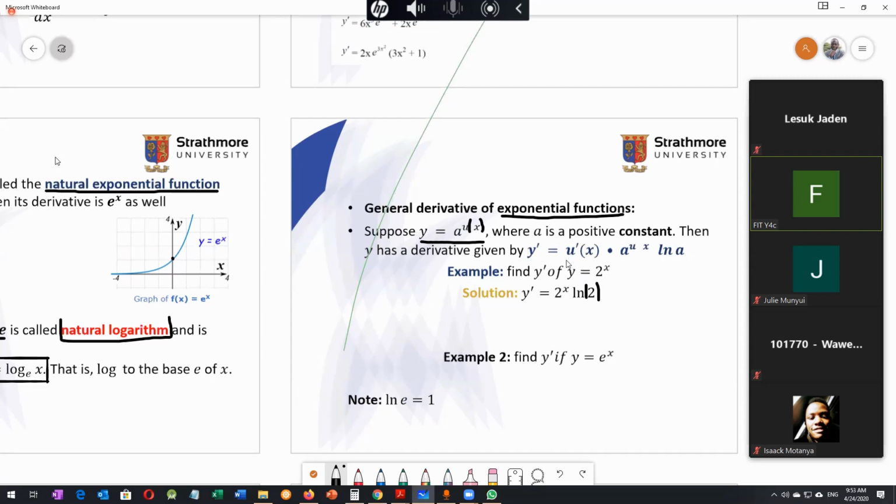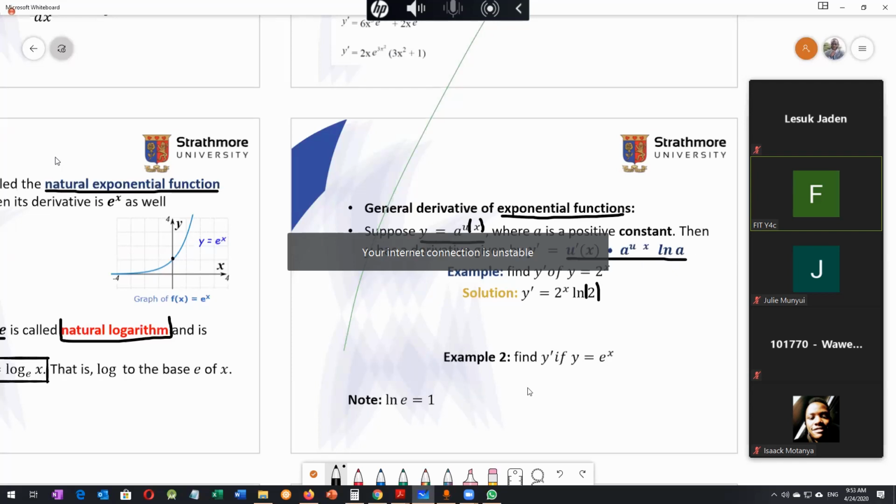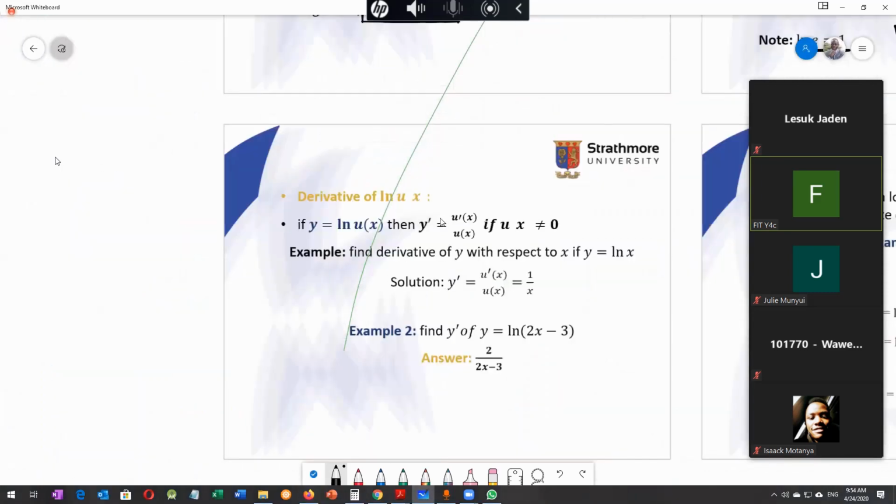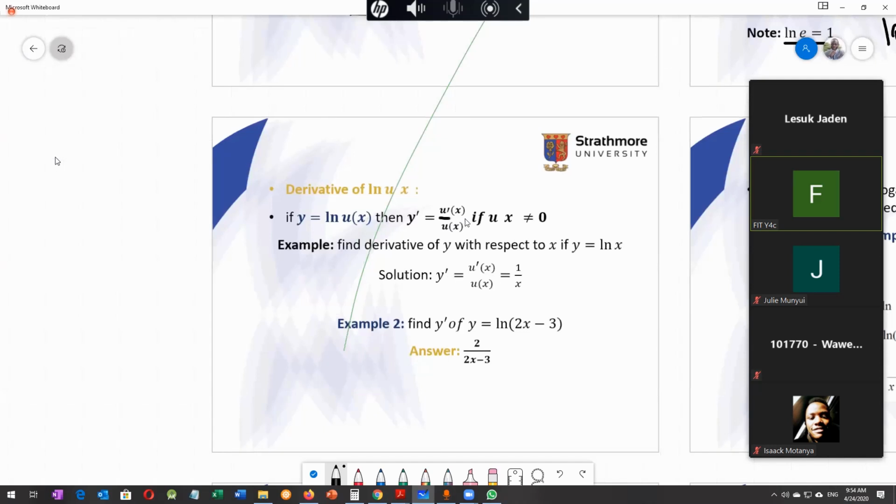So you go through this. The derivative is multiplied by the natural log of a. But now you have to remember that the natural log of e is always 1, because we mean log to the base e of e, which is equal to 1, because e raised to power 1 is just e. So now, examples to be able to familiarize yourself with all these special derivatives.